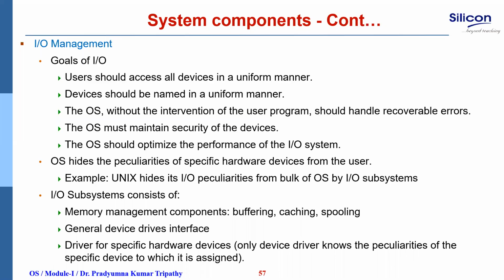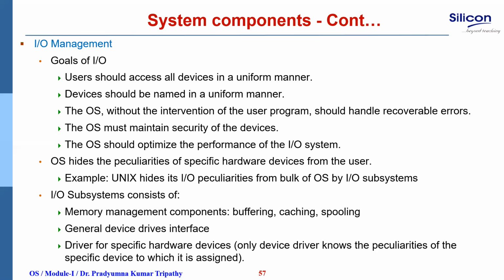Correct? So what is this IO subsystem? The IO subsystem consists of memory management components like buffering, caching and spooling, a general device driver interface, and drivers for specific hardware devices. All these in combination will be called the IO subsystem. So we have a special subsystem in Unix which handles these things. What does it handle? Memory management components, general device drivers. Every device has a driver. So the general device driver interface, and drivers for specific hardware devices.